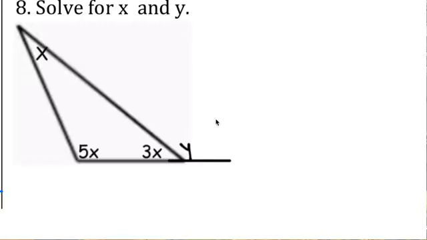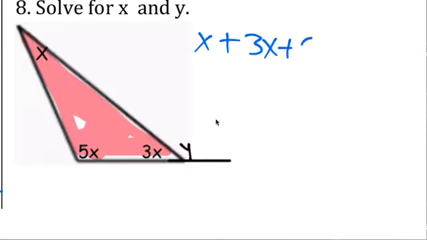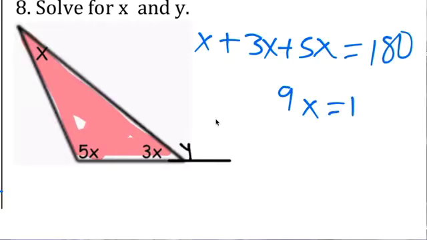Solve for the value of x and y. Okay, let's find x here first. All the degrees here add up to 180, so x plus 3x plus 5x equals 180. x is 20, right?